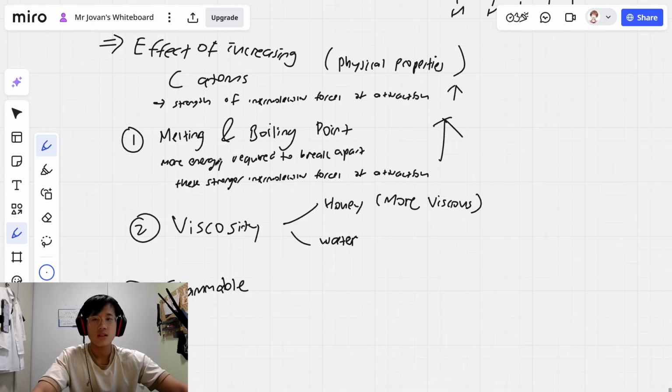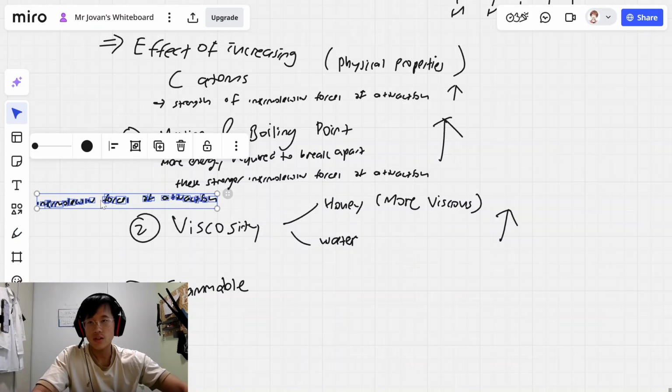Viscosity. Viscosity is also another property that depends on the strength of intermolecular forces of attraction. I want you to make a guess. If the strength of the intermolecular forces of attraction become higher, will it become more viscous or less viscous? More viscous. So viscosity increases as carbon atoms increase. Why? Because now there is stronger intermolecular forces of attraction.